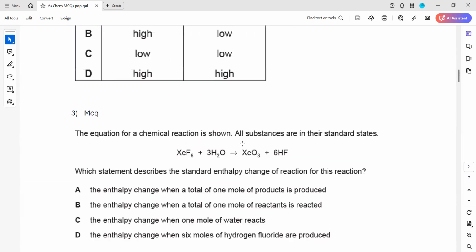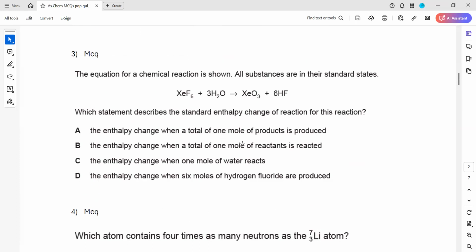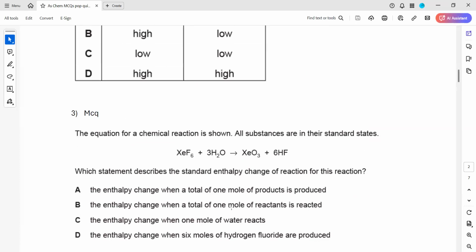Question 2 and 3, any doubt? 2, 3, 4. Question 1, okay, there's a doubt.